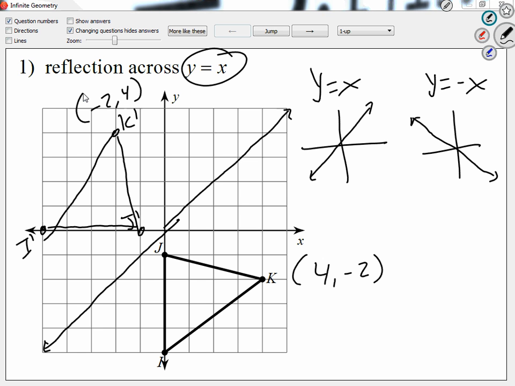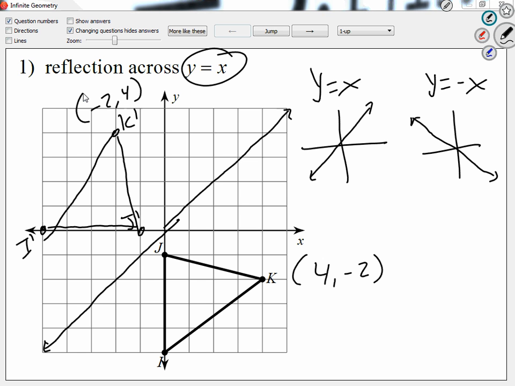Any questions on today's assignment? Rotation is good. Patty paper works for rotation, but not on reflection. Reflection has a different way of doing it.